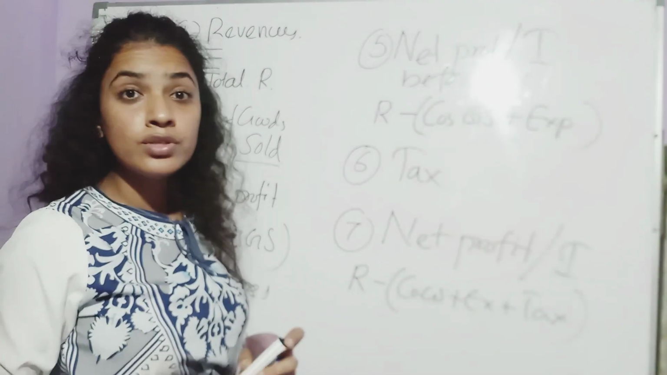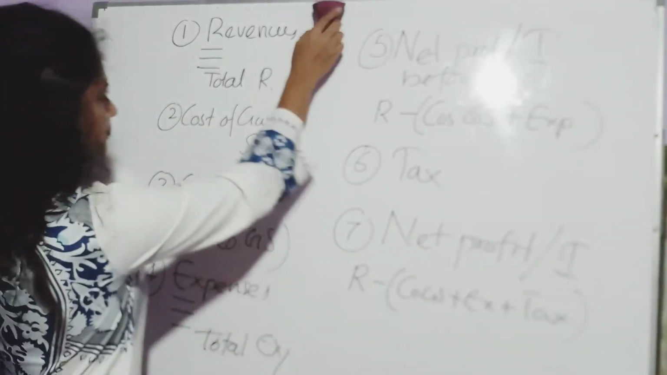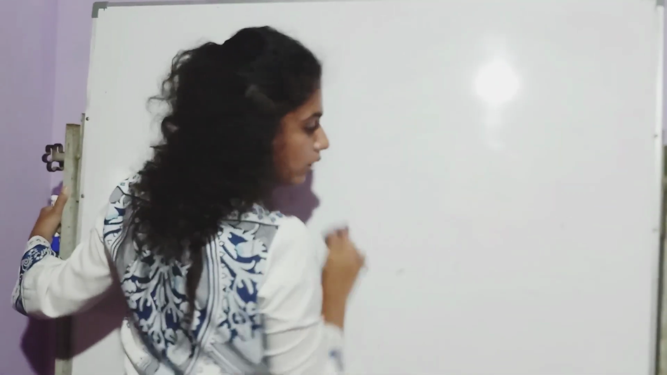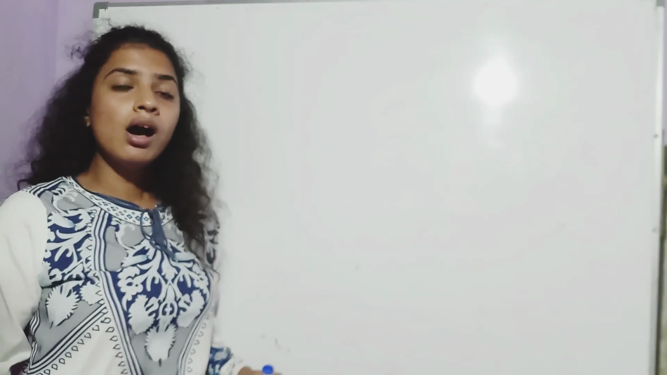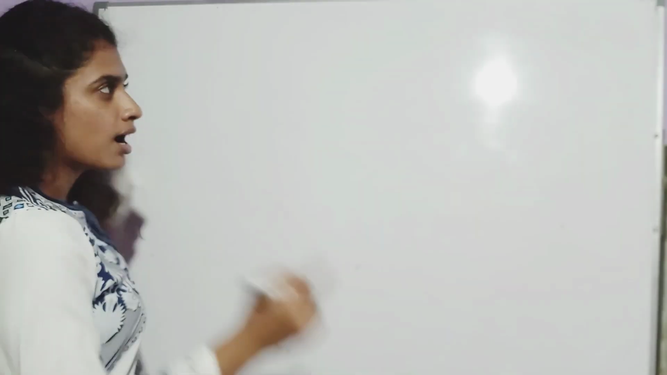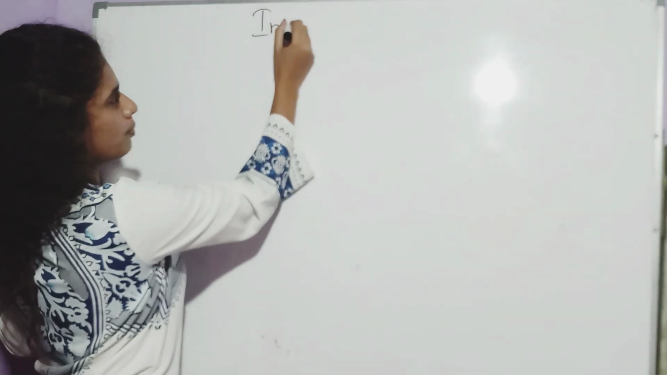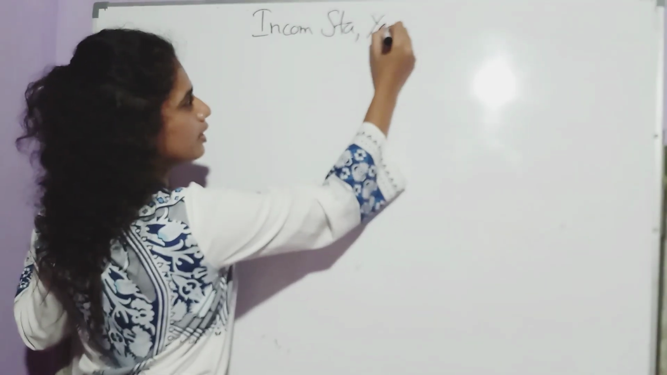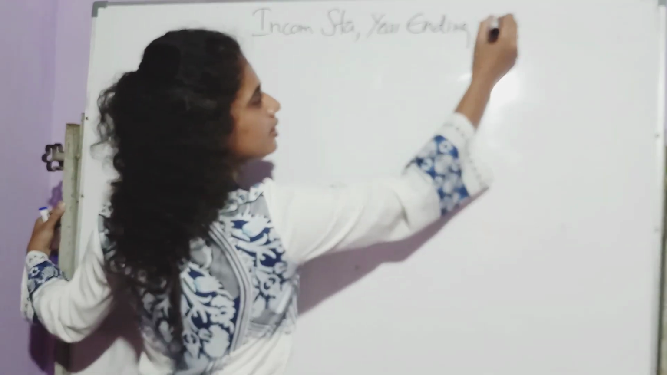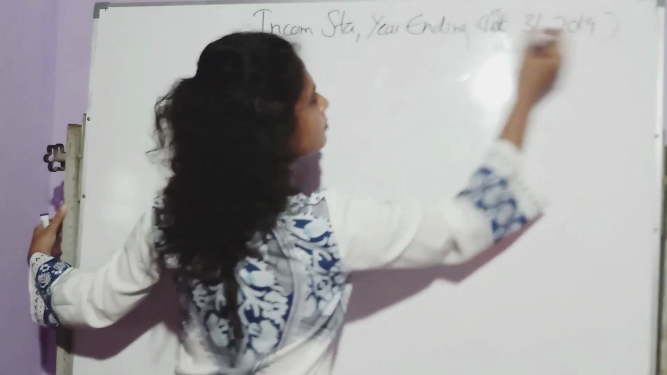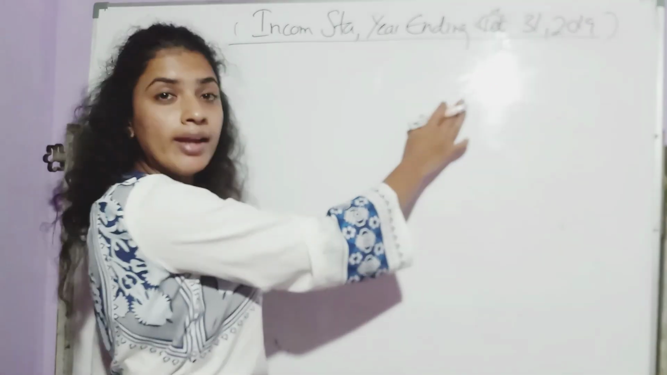So those are the 7 elements you need to include in the income statement for sure, right? For a better understanding, we'll do an example of the income statement. Here there is a very important point you need to remember: when you are answering an income statement, the first step, before you start your income statement, is to write down the topic, income statement, and then the time period. Let's say year ending 31st December 2019. This is the first step of an income statement.